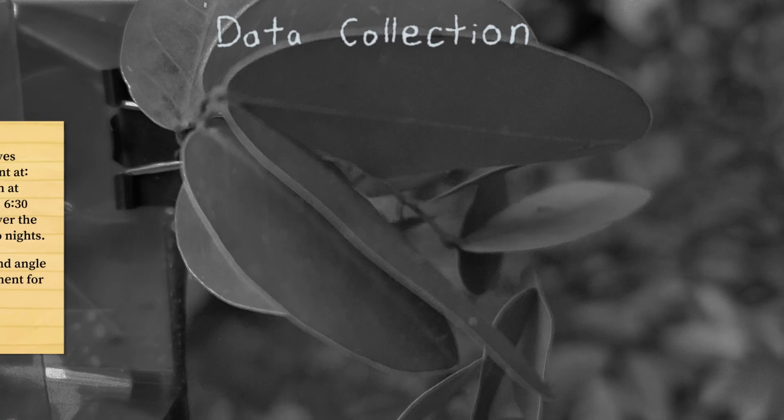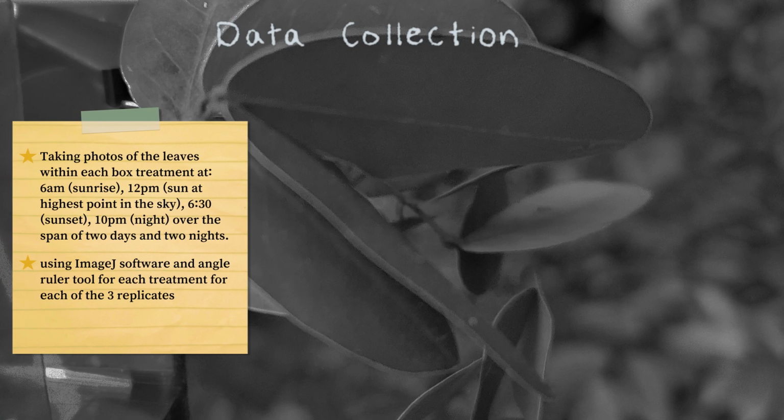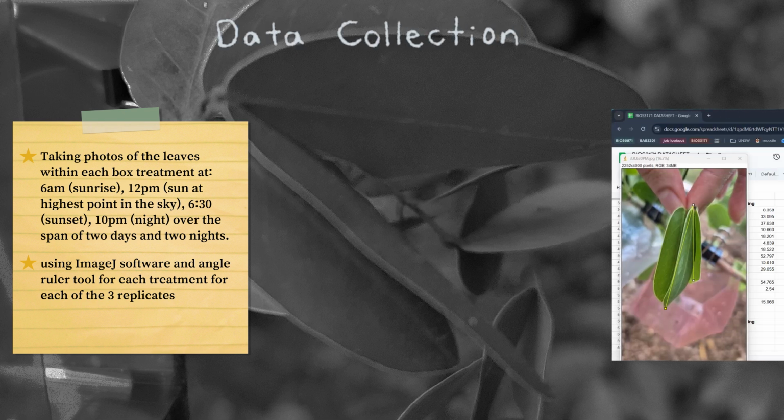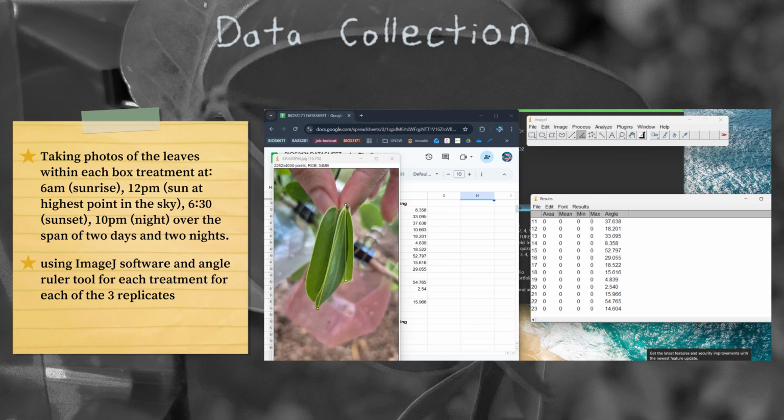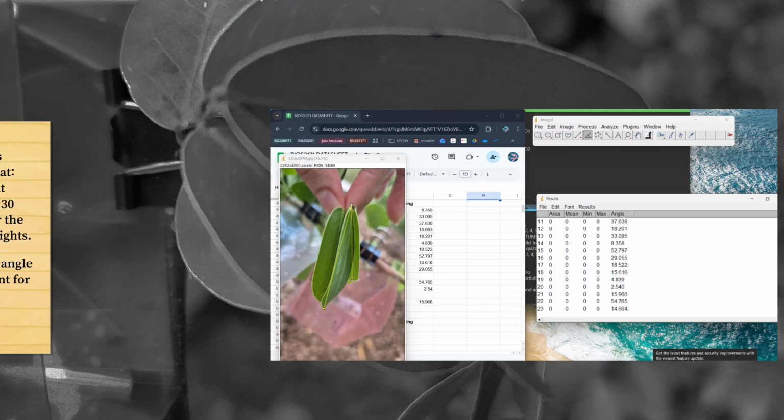Data collection procedures. Data of the angle of leaf opening was measured by taking photos of the leaves within each box treatment at 6 a.m., which is sunrise, 12 p.m., when the sun is at the highest point in the sky, 6:30 p.m., which is at sunset, and 10 p.m. at night. This was done over the span of 2 days and 2 nights. These photos were then imported into the ImageJ software, and the angle tool was used to measure the angle of the leaves for each treatment per replicate. The data was then collected and arranged in a data spreadsheet for further analysis using R.